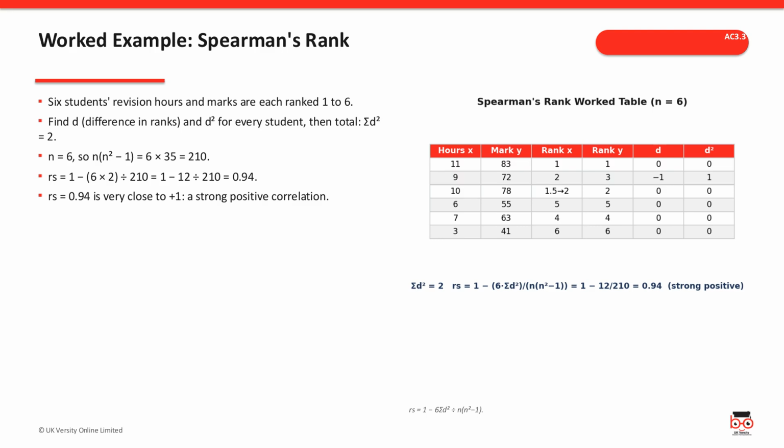Let's complete it. For each of the 6 students we work out D, the difference in ranks, and square it, then total those up. The sum of D squared comes to 2. With N equal to 6, we need N times, in brackets, N squared minus 1, which is 6 times 35, giving 210. So R sub S is 1 minus 6 times 2, divided by 210, that's 1 minus 12 over 210, which comes out at 0.94. An R sub S of 0.94 is very close to +1, a strong positive correlation, just as the scatter suggested.